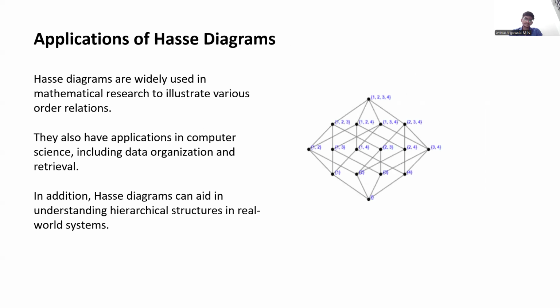And now move on to the applications of Hasse diagrams. Hasse diagrams are widely used in mathematical research to illustrate the various order relations. They also have applications in computer science, including data organization and retrieval. In addition, Hasse diagrams can aid in understanding hierarchical structures in real-world systems.